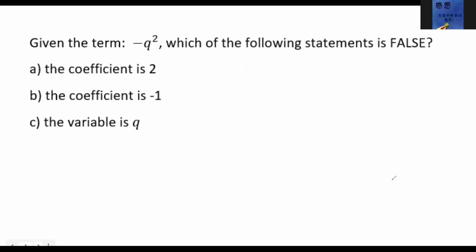Okay, given the term negative q squared, which of the following statements is false? A, the coefficient is 2. B, the coefficient is -1. C, the variable is q. Which of those three statements is false? Let me know in the chat, okay? Which is false, A, B, or C? And Alan, if you can put your response as well, okay?